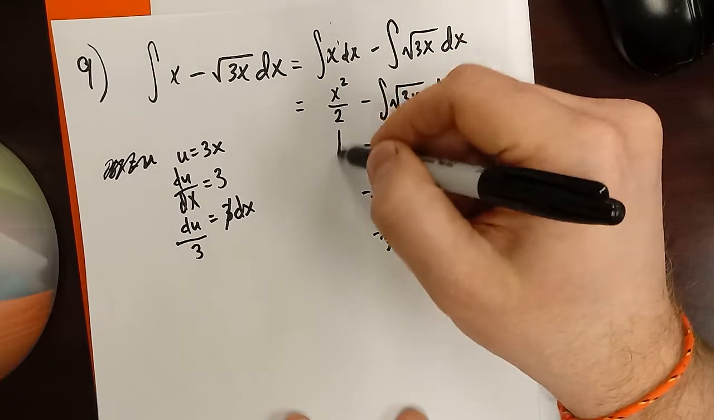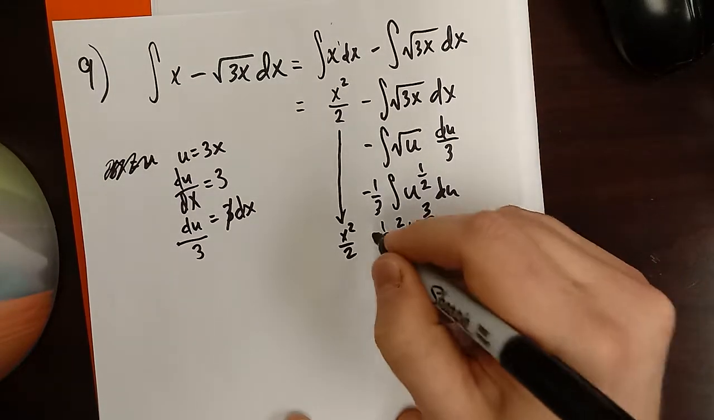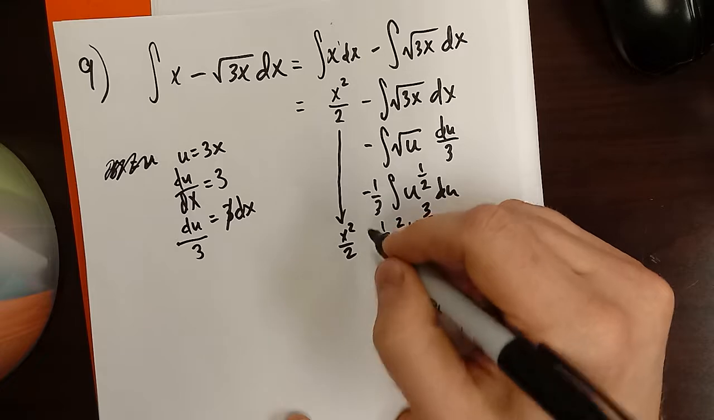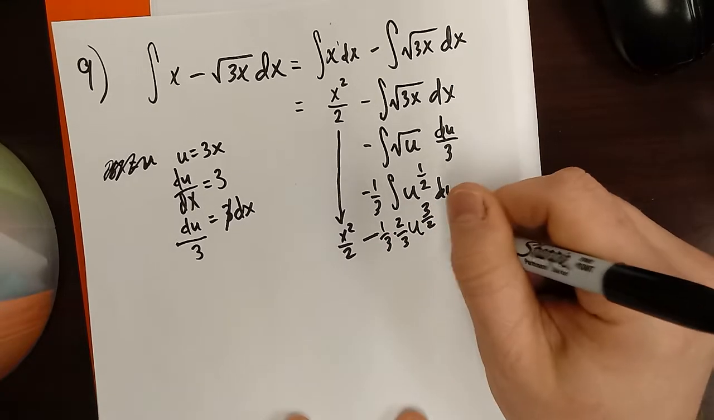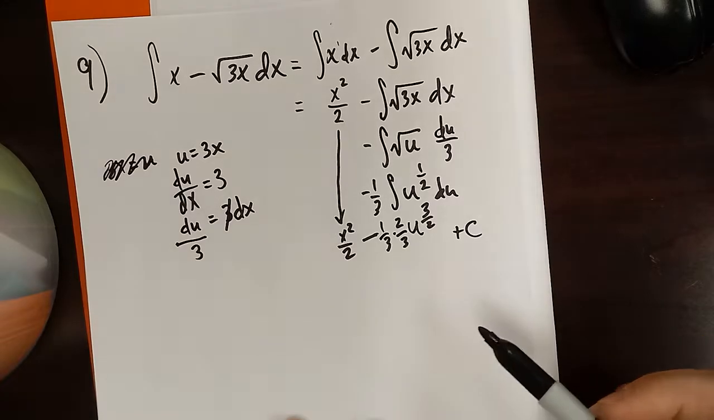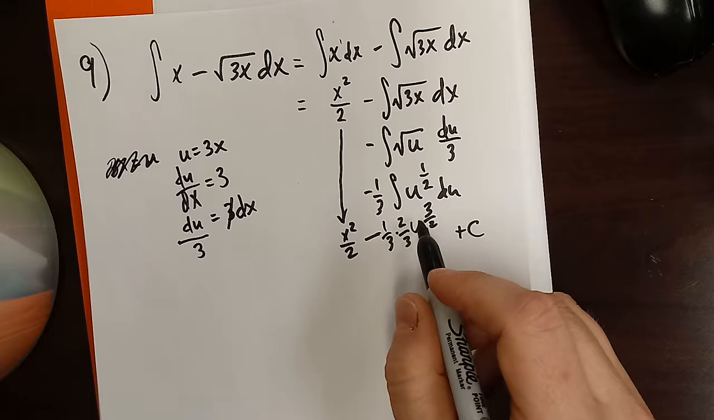So I'm just going to drop this down. We got our x squared over 2 minus 1/3 times 2/3 times u to the 3/2 plus c. And the only thing left to do is to resubstitute back into u what u actually is.